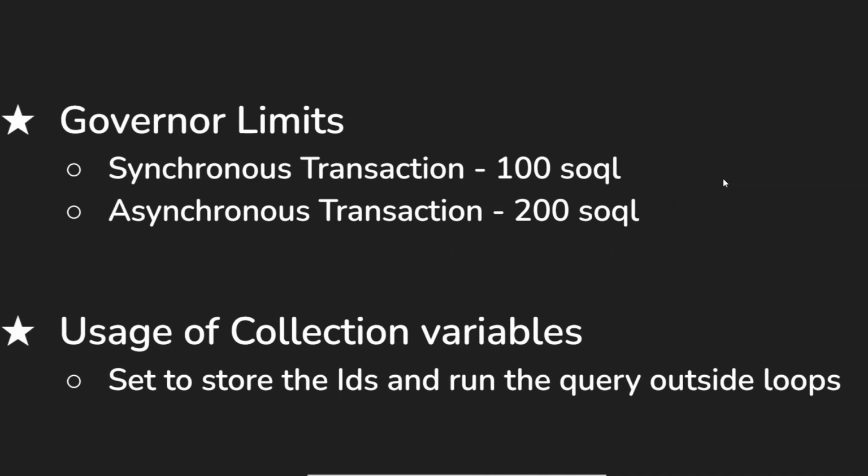The governor limits tell us that there can be 100 SOQL statements run in synchronous transactions, whereas for asynchronous transactions we can have 200 SOQLs. Now, how do we avoid SOQLs in a for loop? Of course, Salesforce provides collection variables. We can store the IDs, for example, in the form of sets, and use those sets in the SOQL query. So instead of running the query again and again, we can run one query using the set variable.